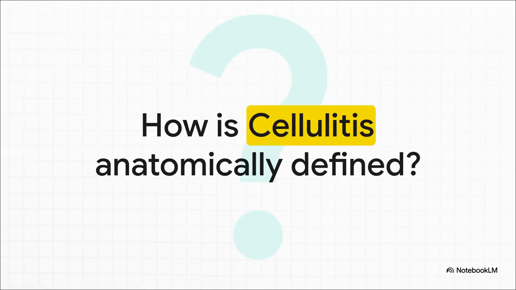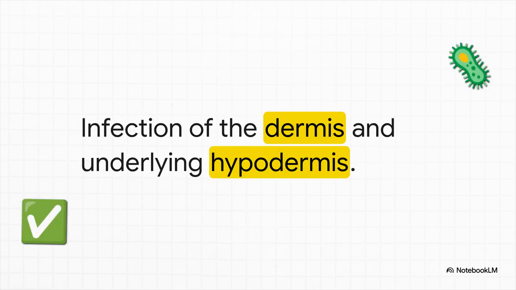Question 3. How is cellulitis anatomically defined? A. Inflammation of the epidermis only. B. Infection of the dermis and lymphatics. C. Infection of the dermis and underlying hypodermis. Or D. Deep tissue infection of the muscle. Think back to our comparison slide. And the answer is C, infection of the dermis and underlying hypodermis. Cellulitis dives deep into that hypodermis, whereas erysipelas is specifically targeting the dermis and the lymphatics.